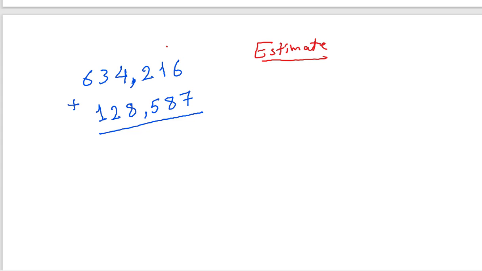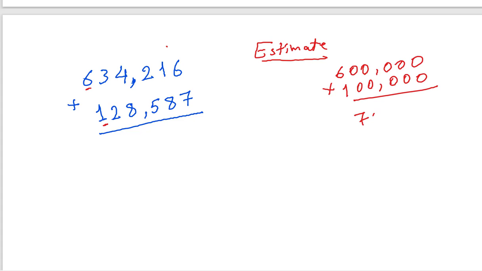So if I want to estimate, I will round these to the nearest 100,000. So the first will be 600,000, and the second will be 100,000, and in this case the sum is 700,000. Why do we use this? To see that our exact solution should be near to this number.